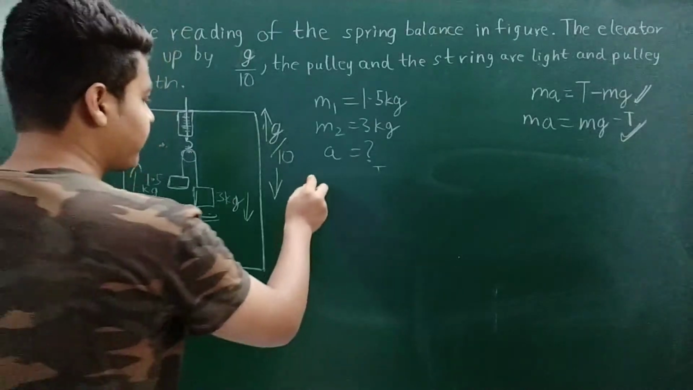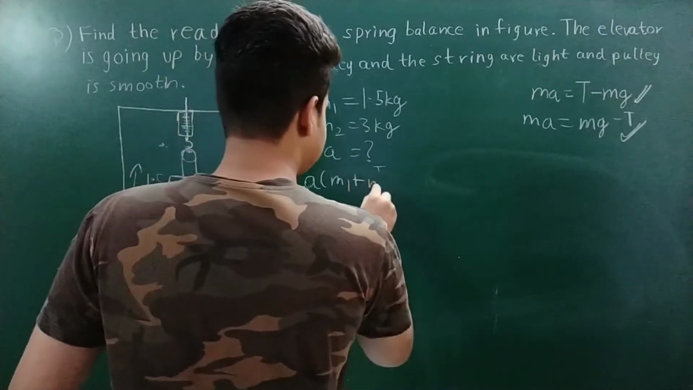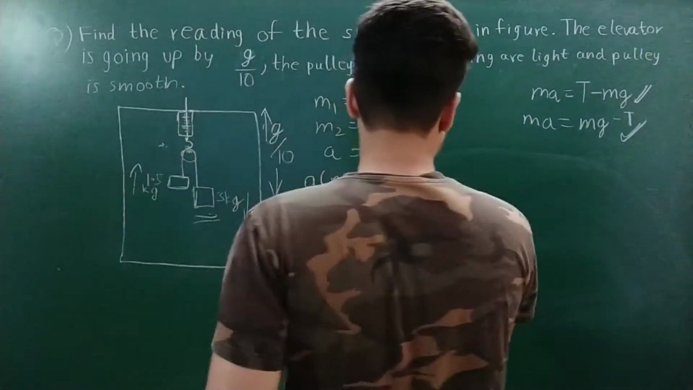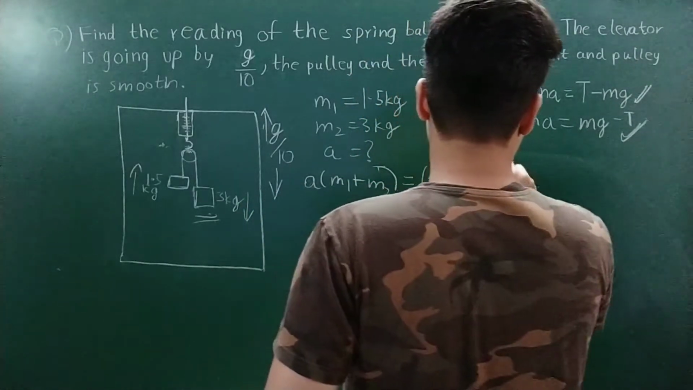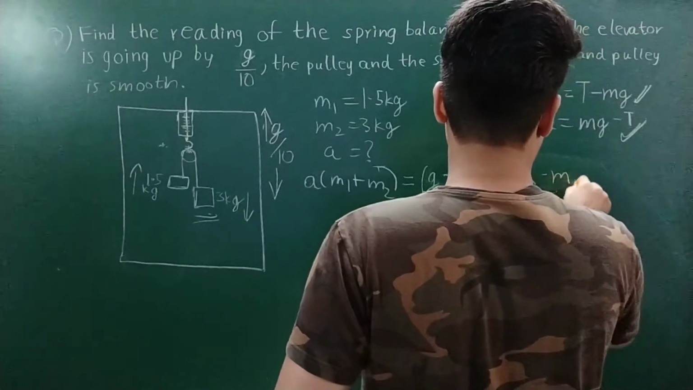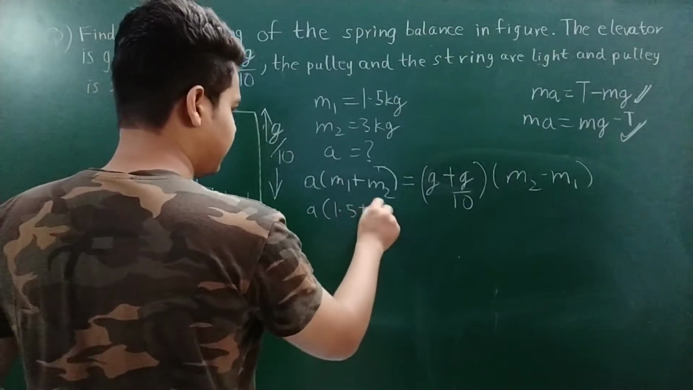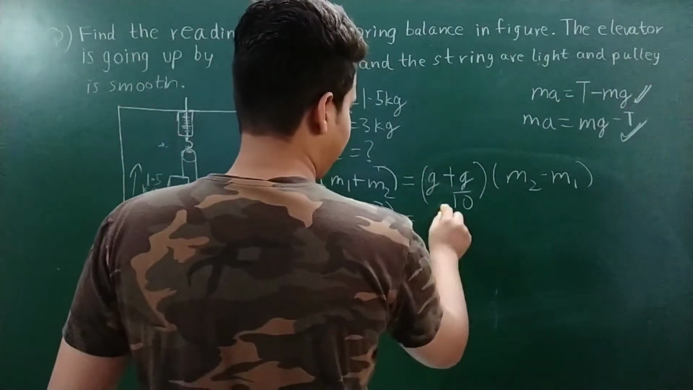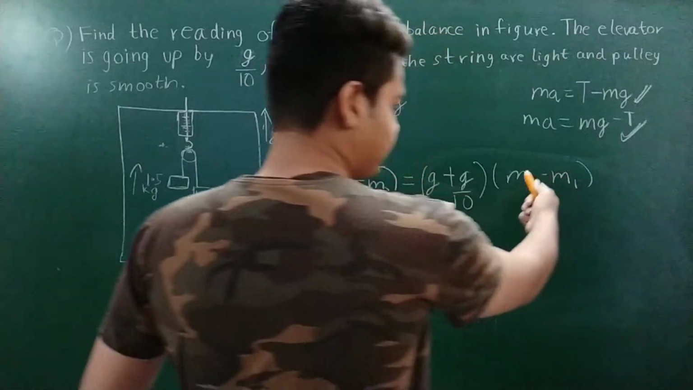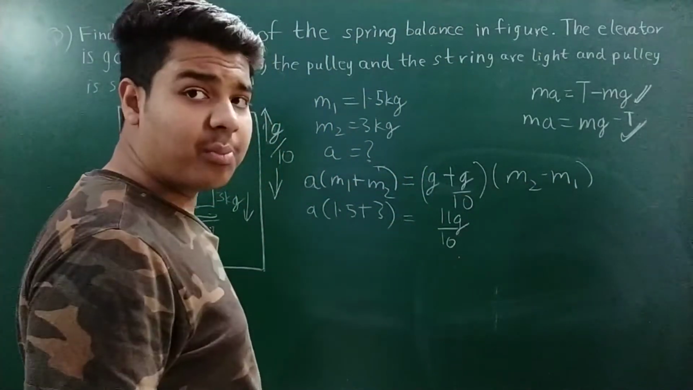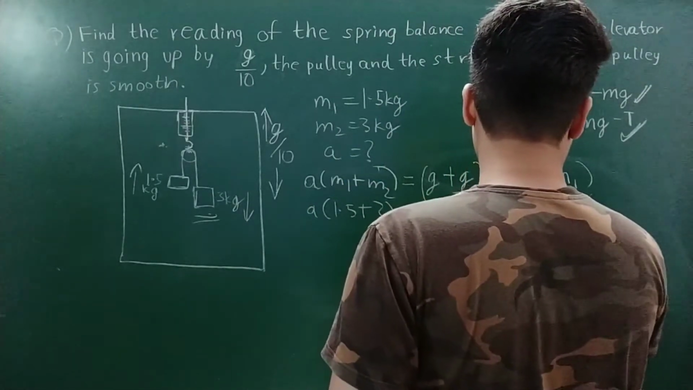So as we had it, A(M1 plus M2) equals (G plus G by 10)(M2 minus M1). So M1 plus M2, that is 1.5 plus 3. G plus G by 10 will be 11G by 10, and M2 minus M1 will be 3 minus 1.5.